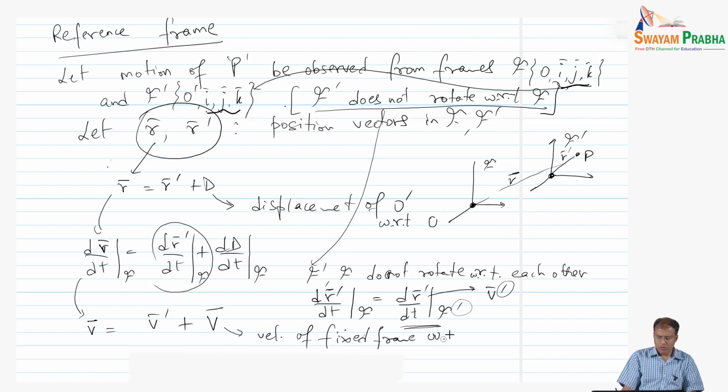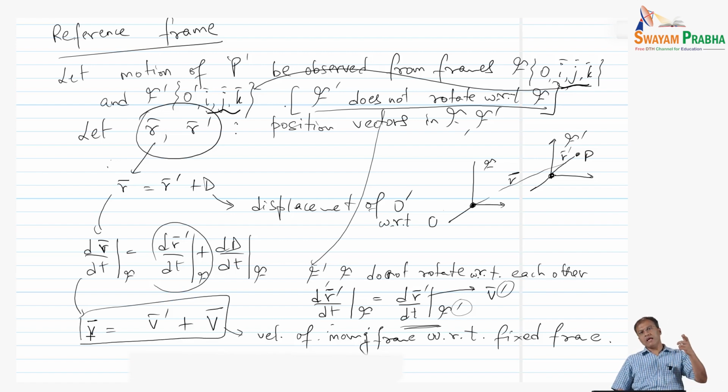with respect to the fixed frame, right? The velocity of the moving frame with respect to the fixed frame. Okay, so that is the result that we have. That is, the velocity of the particle in the fixed frame will account for the velocity of the frame as well. That is the velocity here, right?